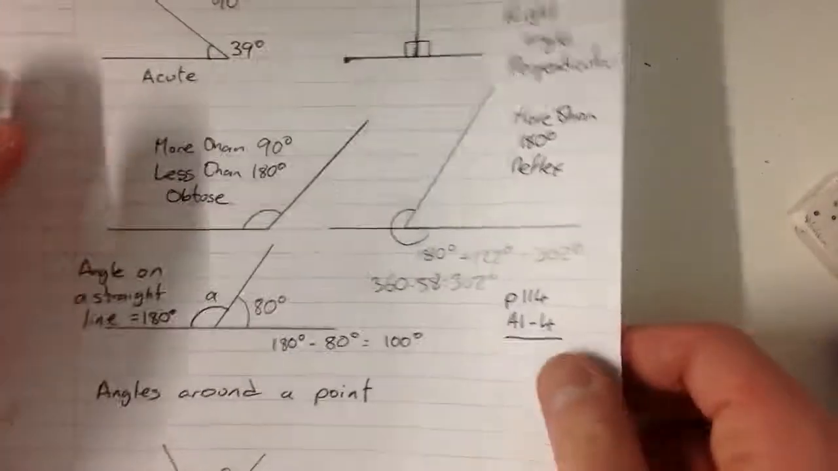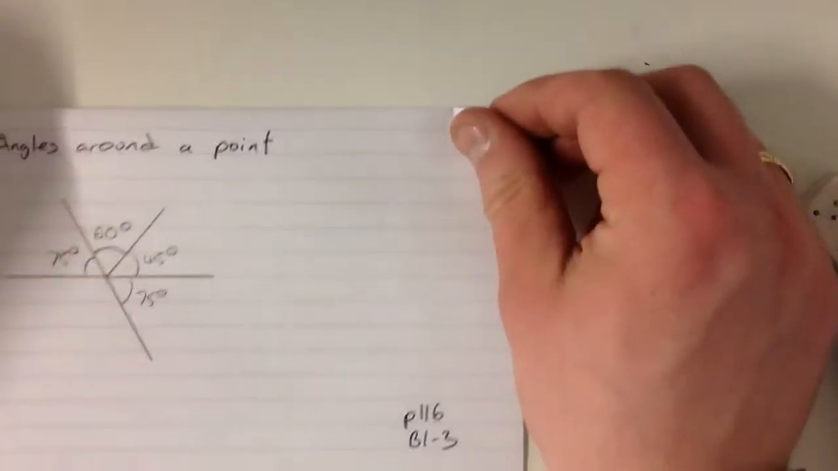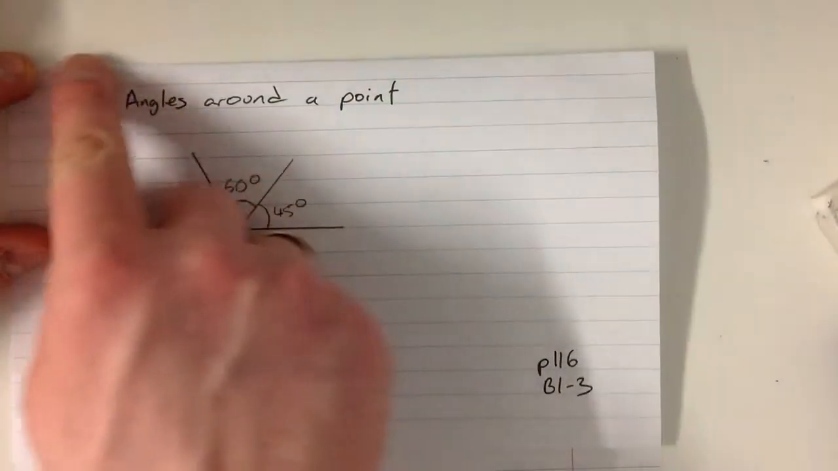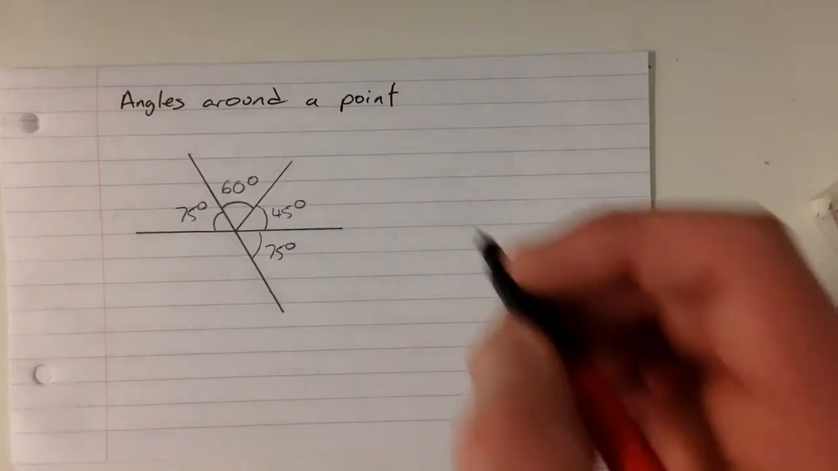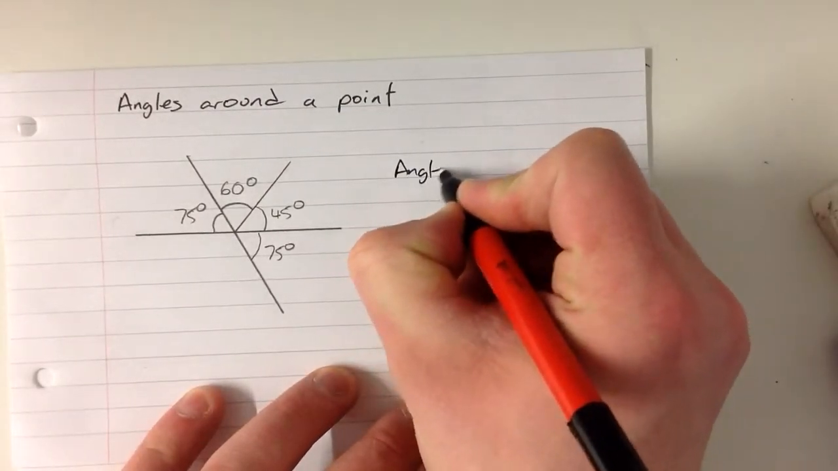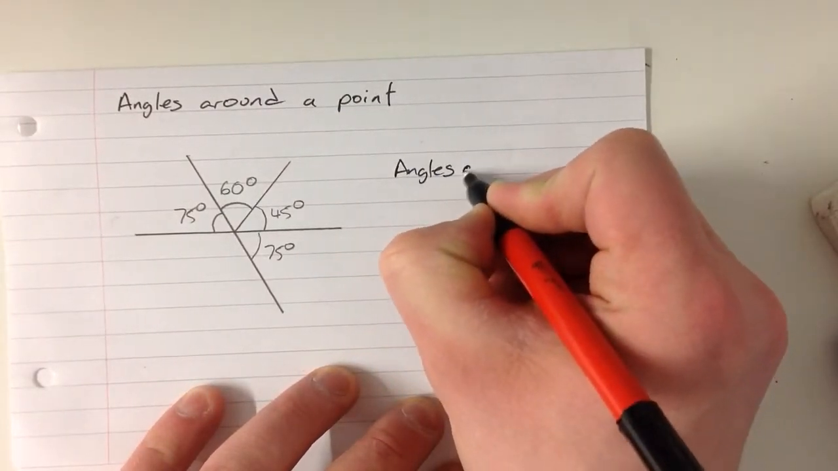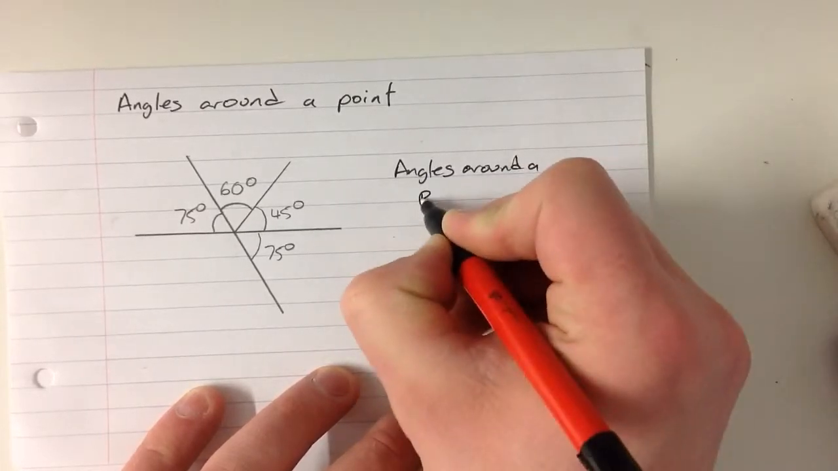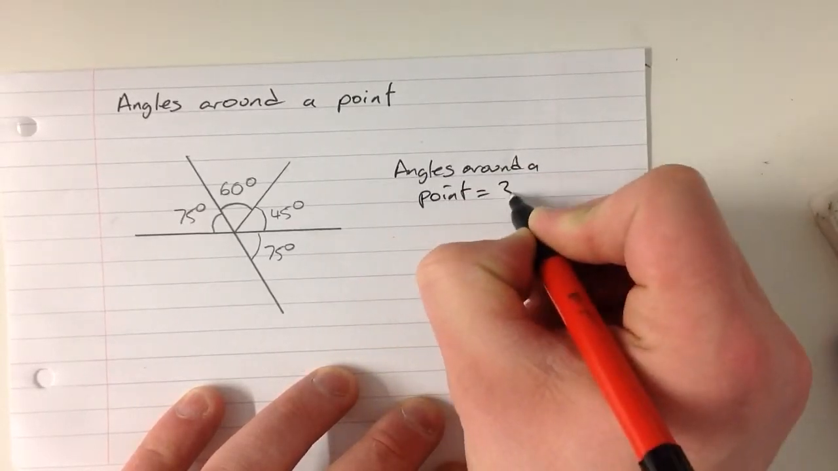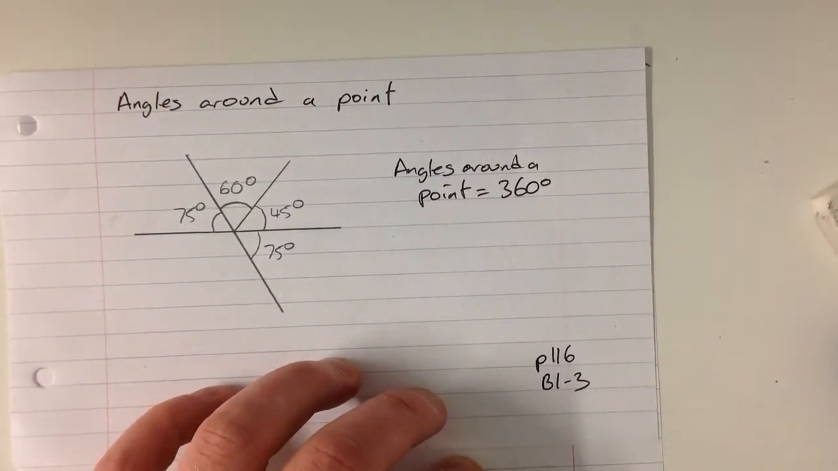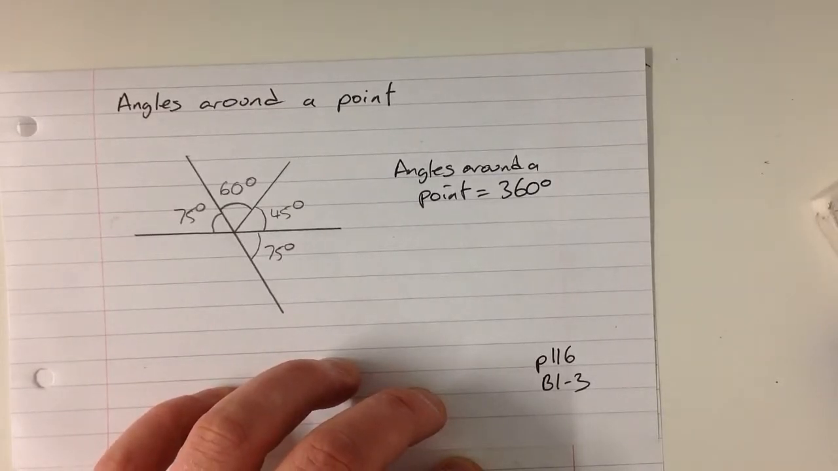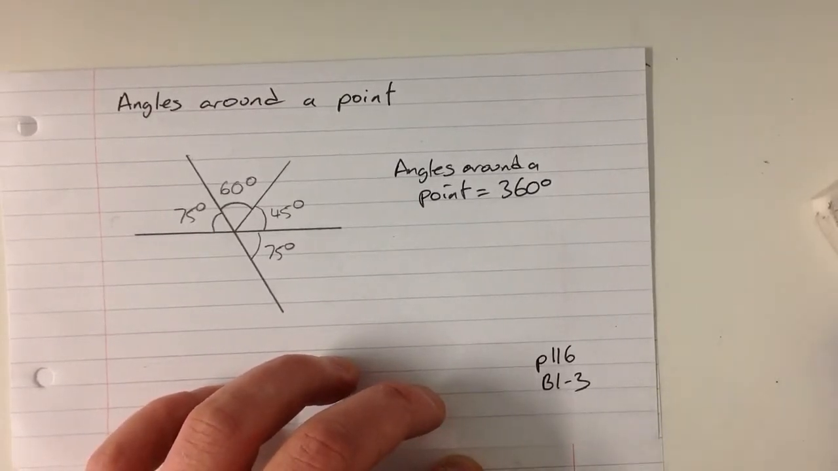Okay, moving on to the second part of your video tutorial for this morning. Angles around a point. The angles around a point, the angles in a full turn, equals 360 degrees. We talk about 360 degrees being a full turn, and it's the total angle around a point. It's the angle in a circle, angle in a full turn, angle around a point.